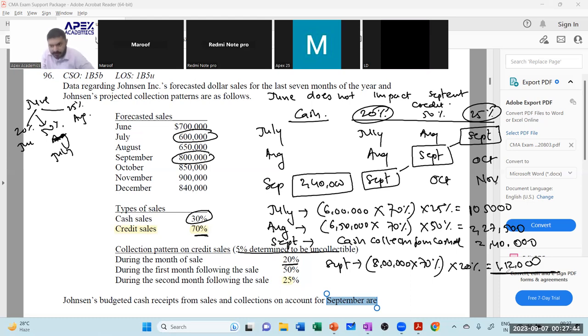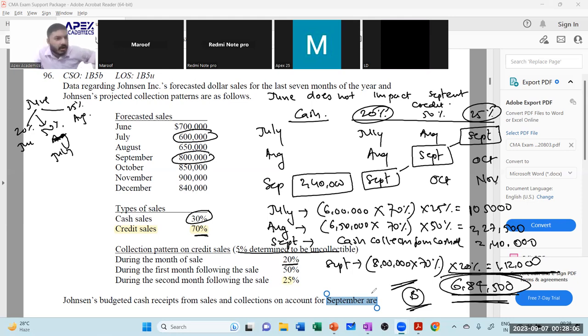112 comes here. So what is the total that I collect in September? The addition of all of this, which comes to 6,84,500. 6,84,500, which is your option number B in this question. Are you with me on that? Yes or no?